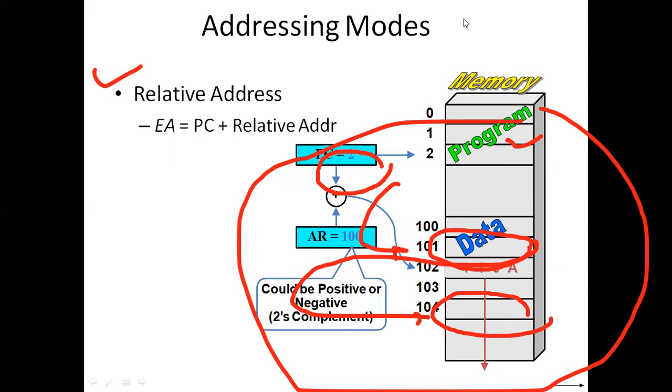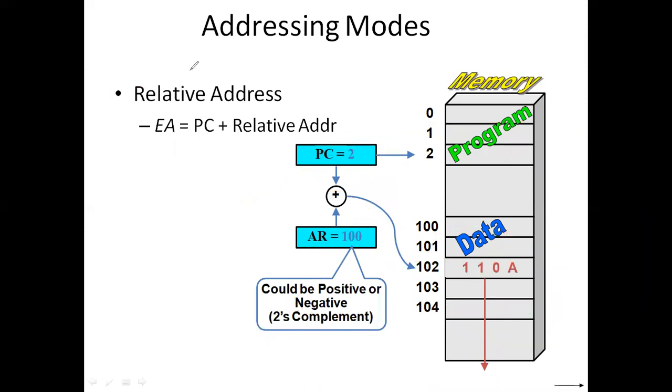Now coming to the next one, let me clear this: relative address. So EA, effective address, is equal to PC plus relative address. I hope you know what PC is: program counter is the counter which is pointing to the current instruction, right? Now, with this, you need to add an address. Then only you will get the effective address.